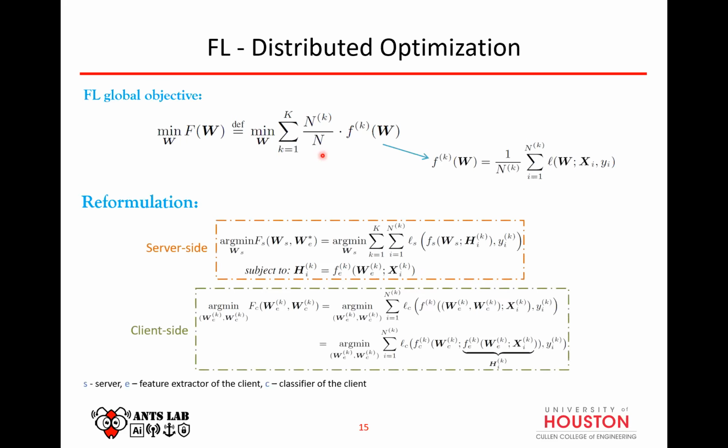So the FedGKT reformulates this federated learning problem into two parts. Because we're using one model on the server and one on the client side, we split the W into FS for the server and FC for the client. So the objective is to minimize the loss function LS on the server side, and its constraint is the hidden vector coming in from the extractor. And for the client side, the objective is to minimize its own loss function LC, which again is dependent on the H_i.